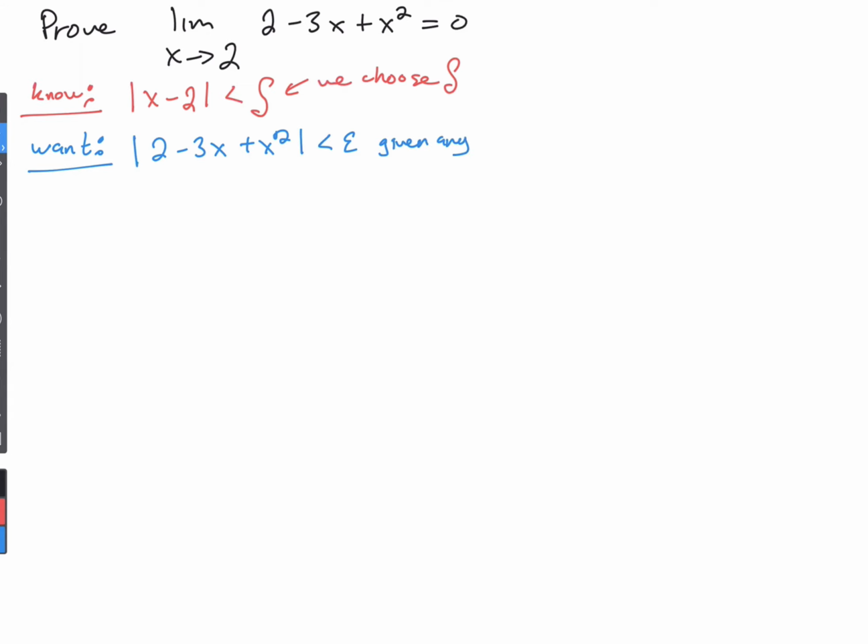Given any epsilon, right? Okay, so let's do a little work here. So we should probably reorganize this. Okay, so what do we typically do? Okay, so this is our scratch, right? Scratch. All right, so a factor. So what does this factor into?